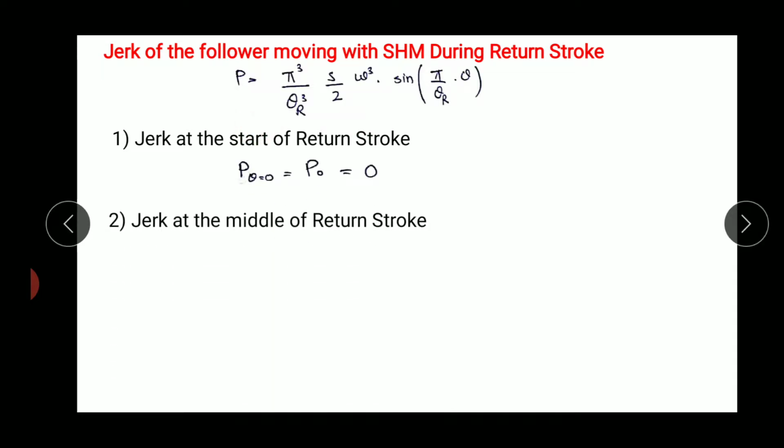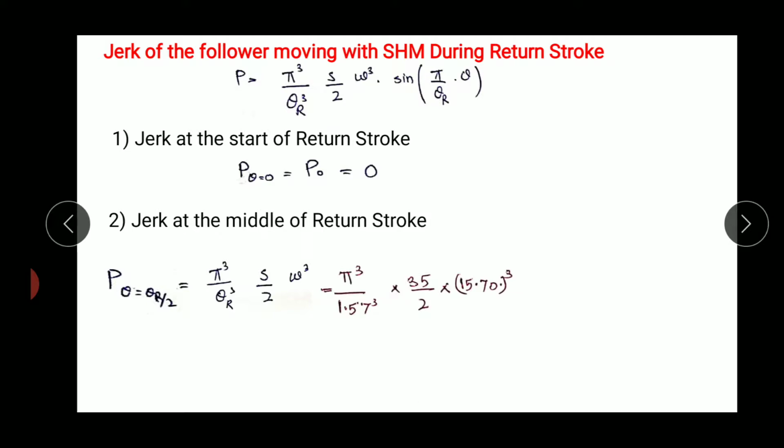At the middle of return stroke, theta is equal to theta r by 2. So put theta as theta r by 2 over here. So it will become sin pi by 2. Sin pi by 2 is 1, so only the multiplying factor will remain, multiplied by 1. So pi cube by theta r cube into s by 2 into omega cube.